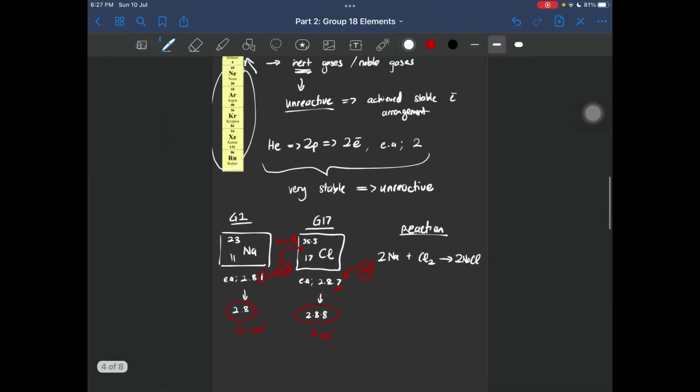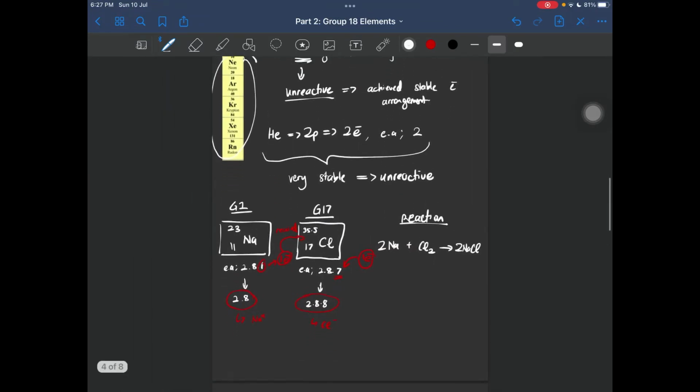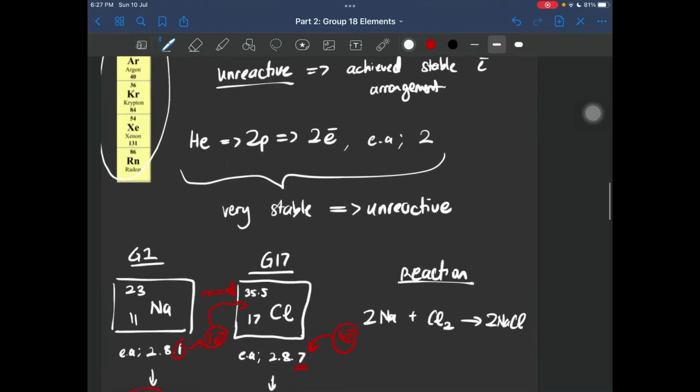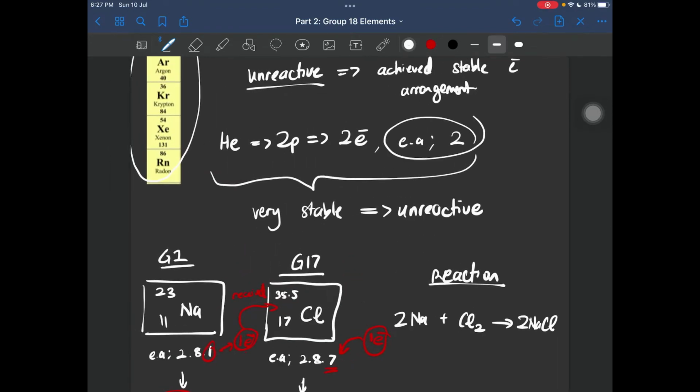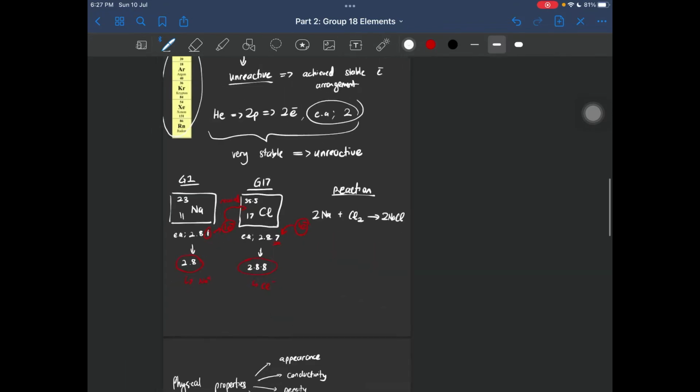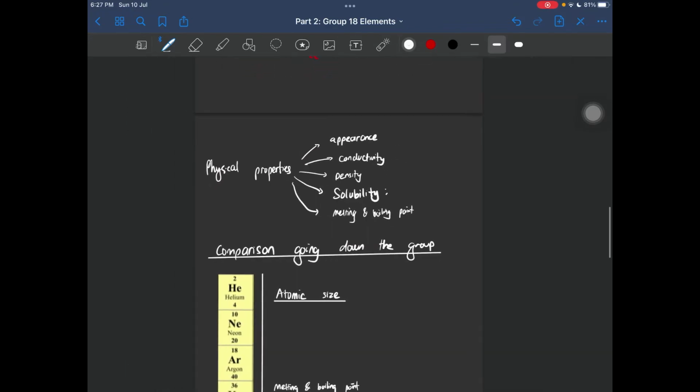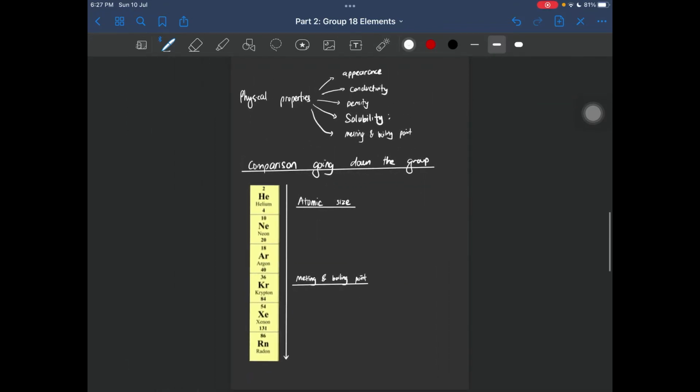So this does not happen with the group 18 elements because they've already achieved stable octet or stable duplet electron arrangement. So they do not need to receive or release electrons or react with other substances in order to achieve it because they have already achieved it. Next, let's look at the physical properties and the comparison of the group 18 elements going down the group.